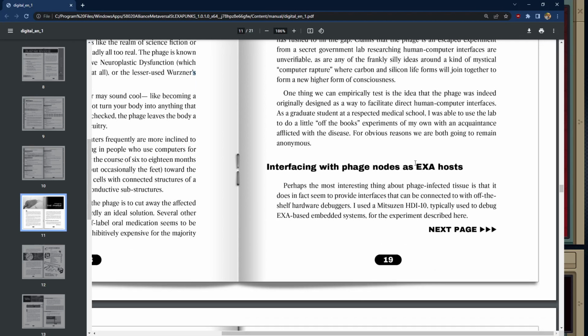Interfacing with phage nodes as exahosts. Perhaps the most interesting thing about phage-infected tissue is that it does in fact seem to provide interfaces that can be connected to with off-the-shelf hardware debuggers. I used a Mitsuzen HDI-10, typically used to debug EXA-based embedded systems, for the experiment described here.